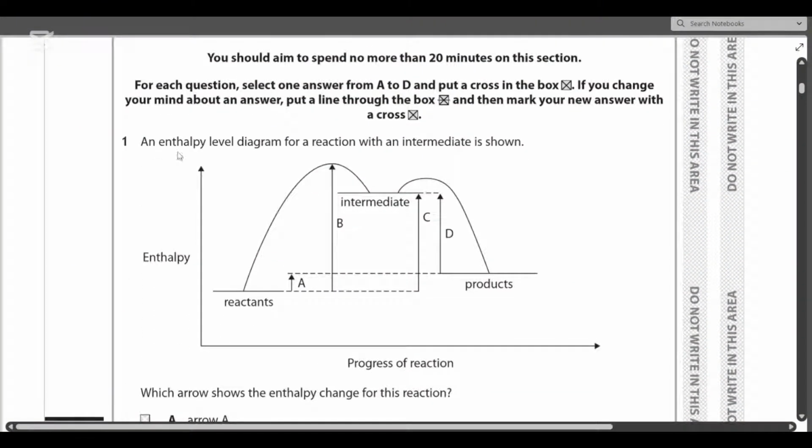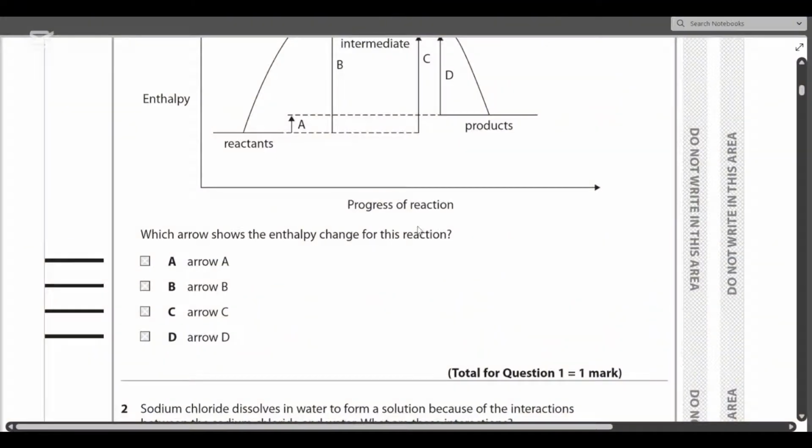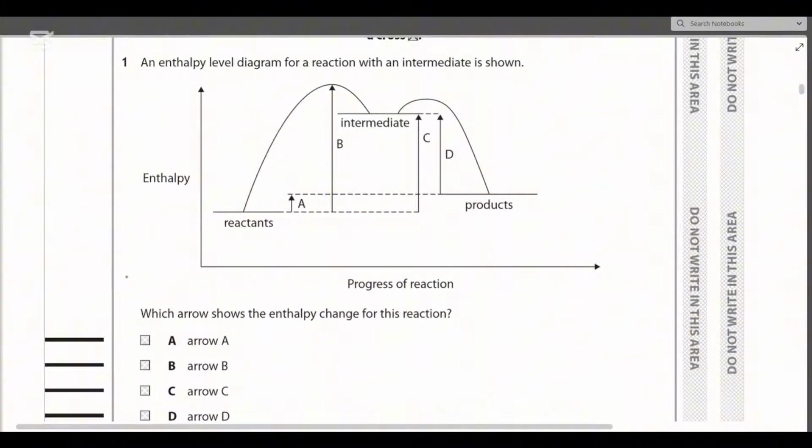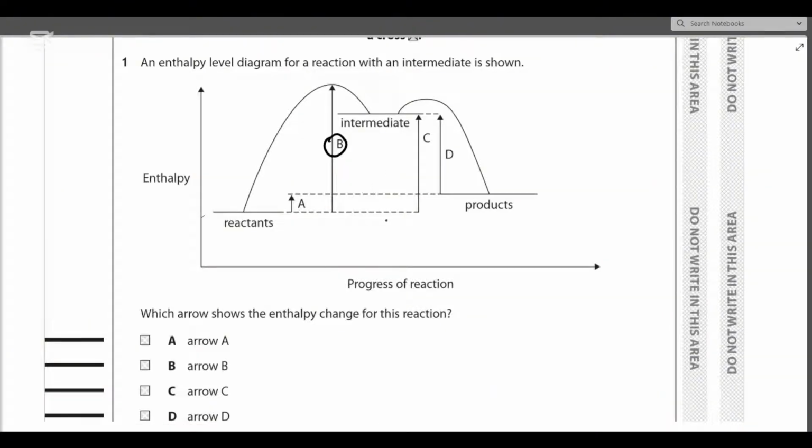Section A. An enthalpy level diagram for a reaction with an intermediate is shown. You can clearly see the diagram down here, with the progress of the reaction and the enthalpy provided on the y-axis. They asked which arrow shows the enthalpy change for this reaction. Now, arrow B right here represents the activation energy for the reaction. So that's obviously not the correct answer. We don't actually want that.